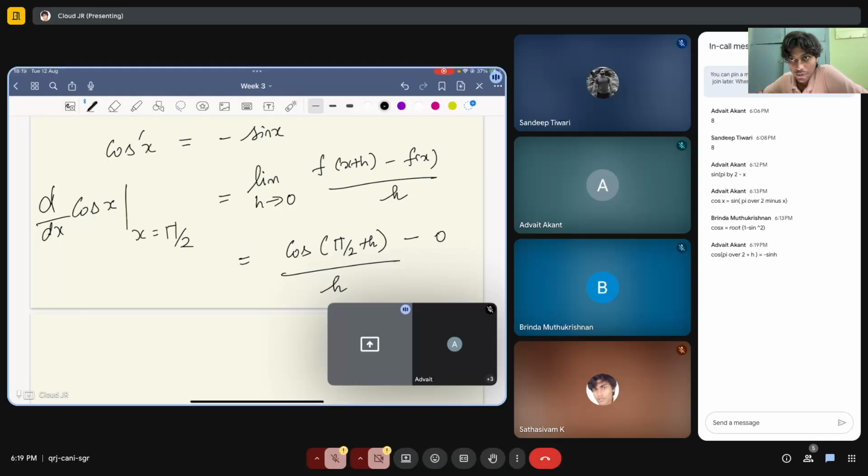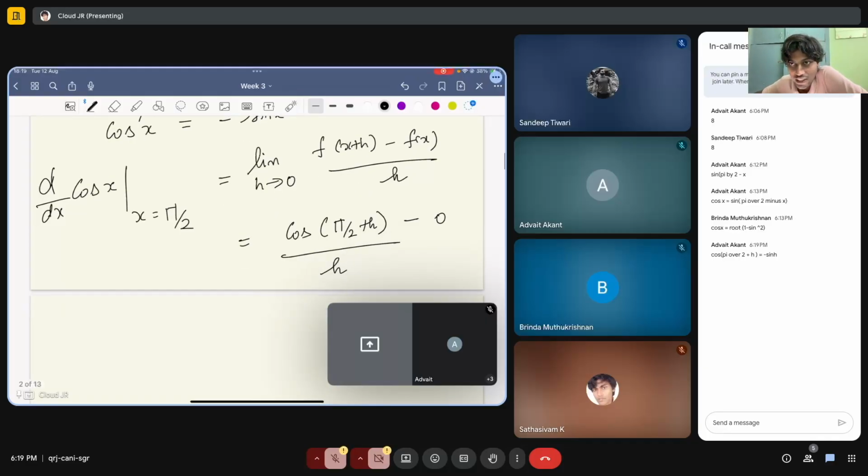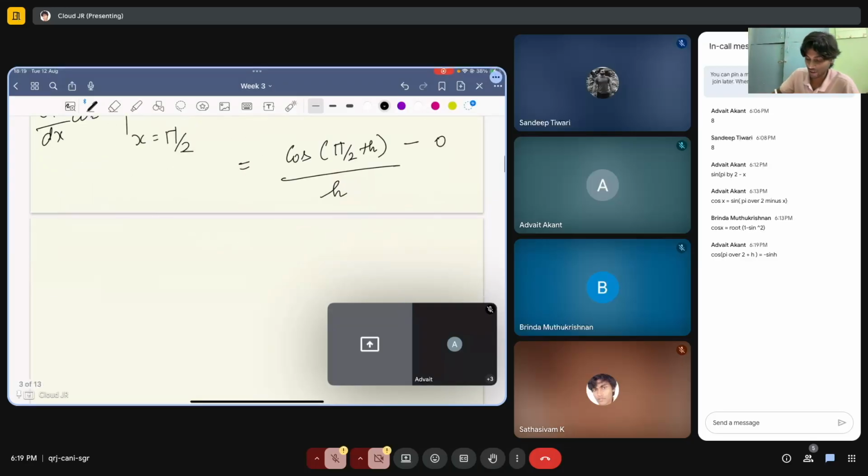Okay. Cos pi by 2 plus h is minus sin h, right? Sin h by h, and that will be minus 1. Okay, thank you. Say I forget this formula. So since you said cos pi by 2 plus h, this is minus sin h, right? So you have minus sin h.